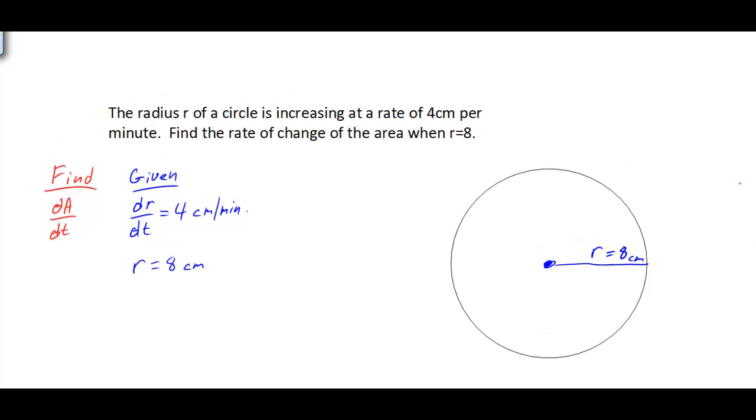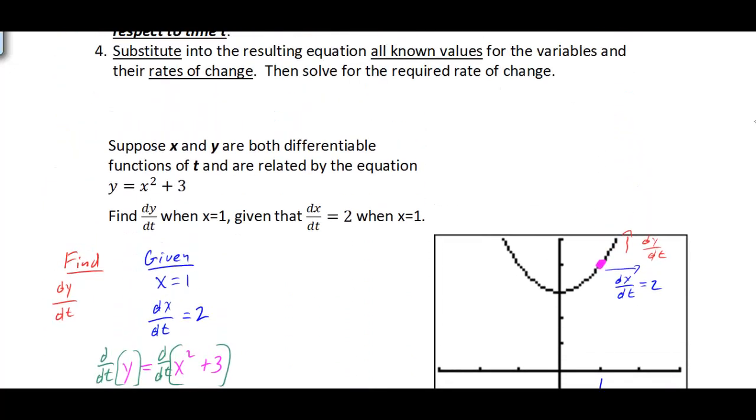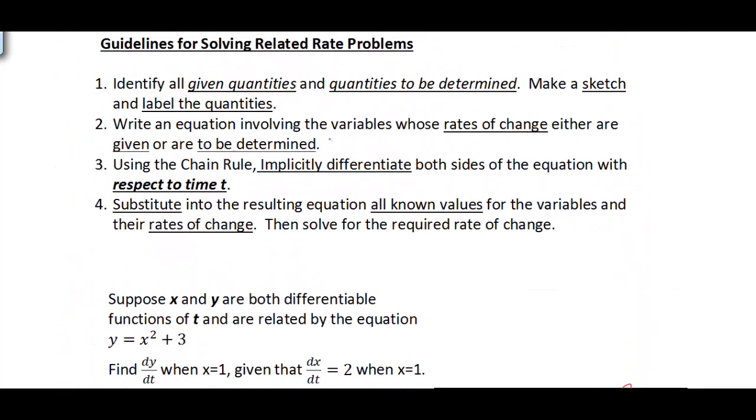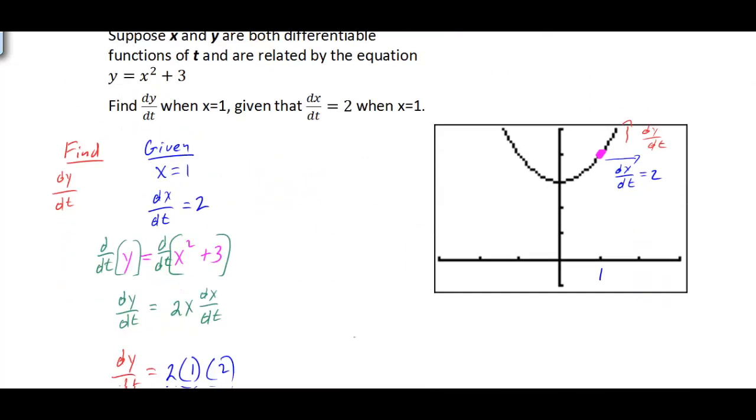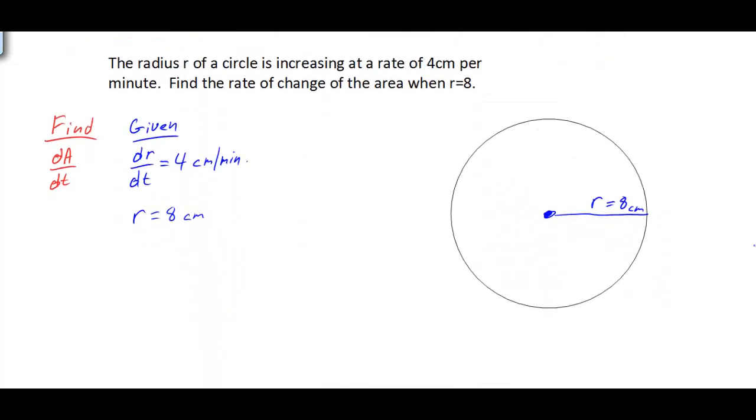So we've identified what's given and what we're trying to find. And if we go back up here, then we need to come up with an equation for step number 2. What's the equation that we can come up with that's going to relate the radius, dr/dt, and dA/dt? Well, since we're dealing with a circle, hopefully it should be pretty obvious that we need to find something that has area and radius. So we would simply use the area of a circle, which is pi r squared.